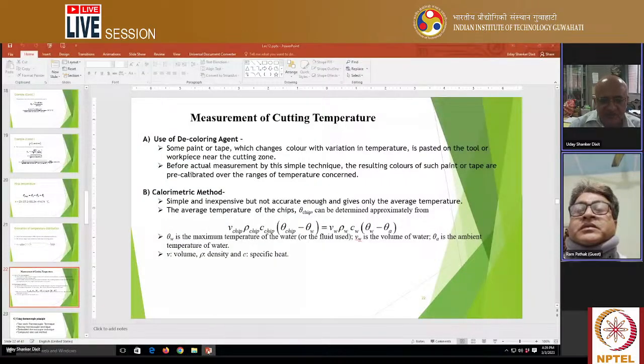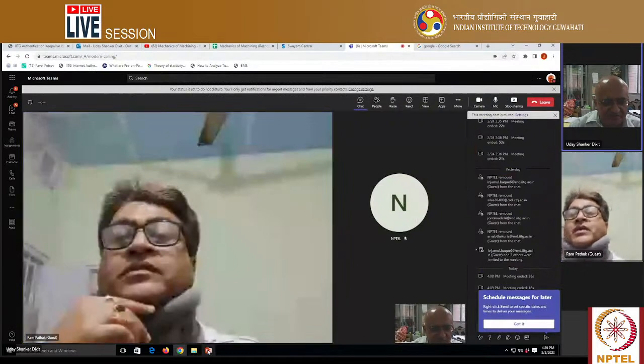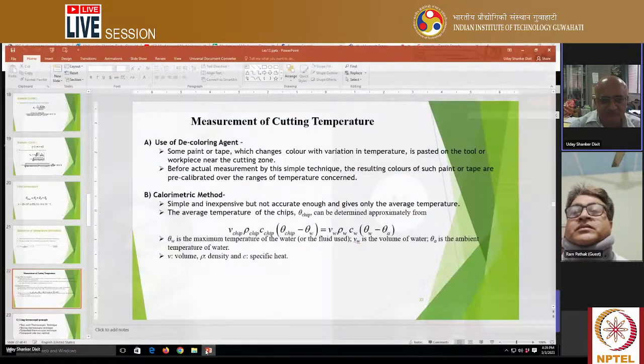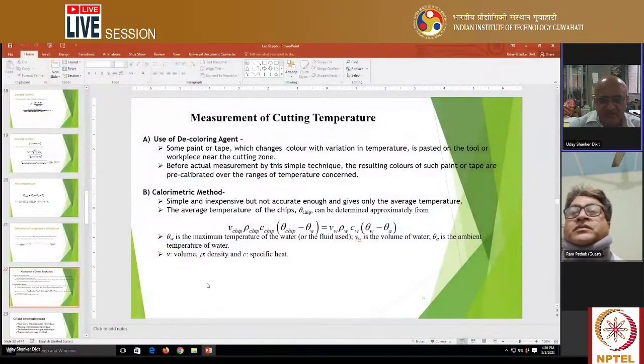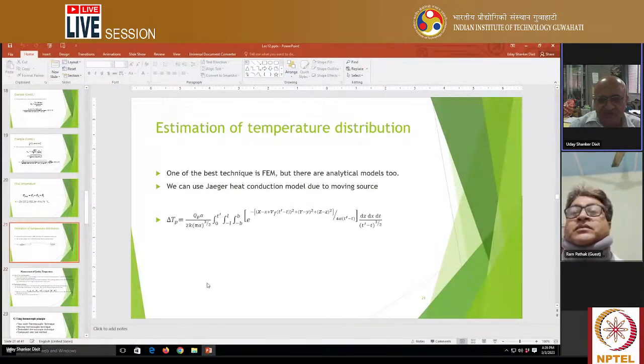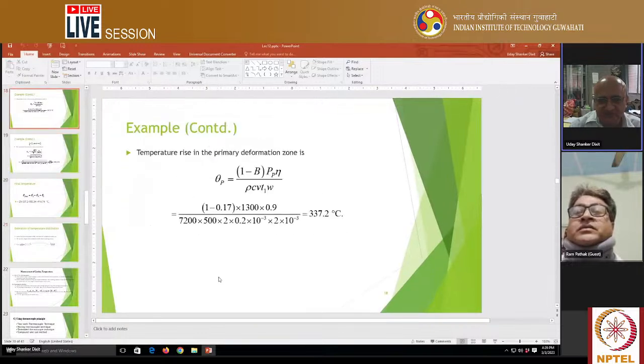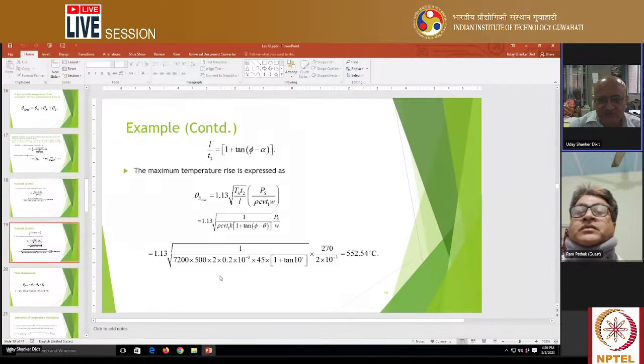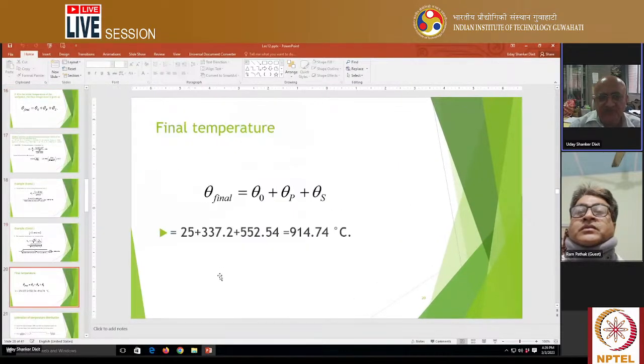Suppose you have a highly conductive tool material, then the heat will pass away easily. But if the thermal conductivity is poor, then all the heat will be concentrated only at the top surface, so the temperature will be very high. That is why it is a requirement that conductivity should also be high. You see that even the conductivity term is coming into the expression when we are calculating the temperature generation, so naturally the tool material has an effect on that.